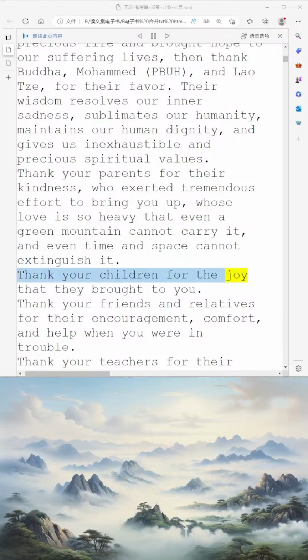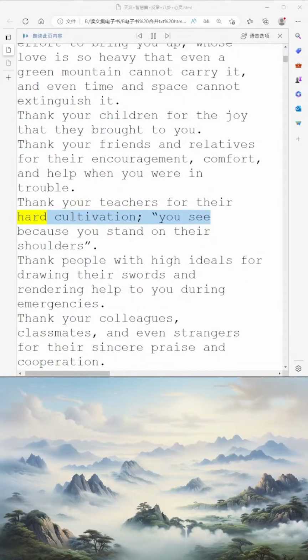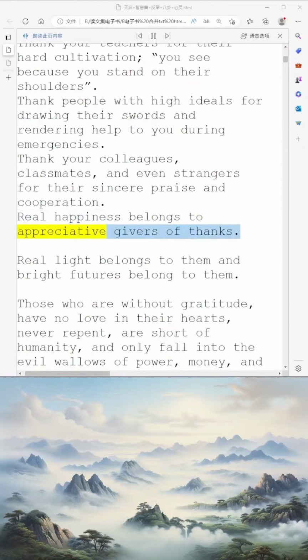Thank your children for the joy that they brought to you. Thank your friends and relatives for their encouragement, comfort, and help when you were in trouble. Thank your teachers for their hard cultivation. You see because you stand on their shoulders. Thank people with high ideals for drawing their swords and rendering help to you during emergencies. Thank your colleagues, classmates, and even strangers for their sincere praise and cooperation. Real happiness belongs to appreciative givers of thanks. Real light belongs to them, and bright futures belong to them.